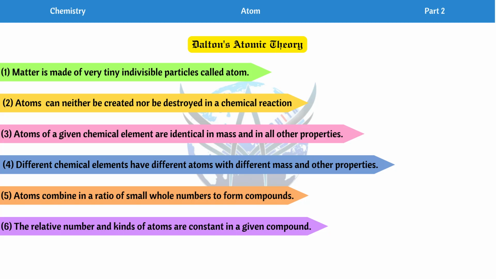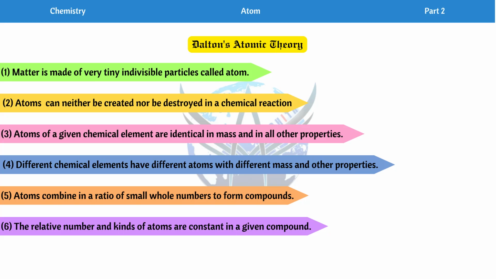Then number 2, we have atoms can neither be created nor be destroyed in a chemical reaction, meaning if a chemical reaction is taking place between carbon and oxygen, then in that reaction no different atom or element will be created. Suppose a reaction between carbon and oxygen is going on, a different atom, for example nitrogen or phosphorus, will not be created. Similarly it will not happen that carbon gets destroyed and disappears completely. So the second postulate is atoms can neither be created nor be destroyed in a chemical reaction.